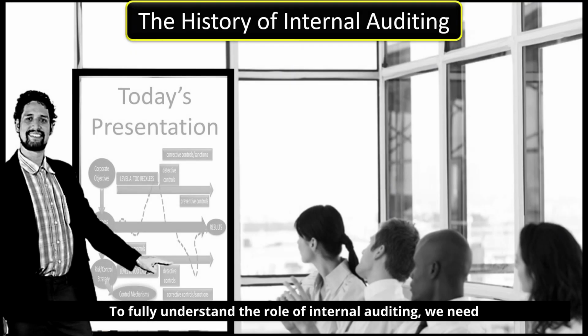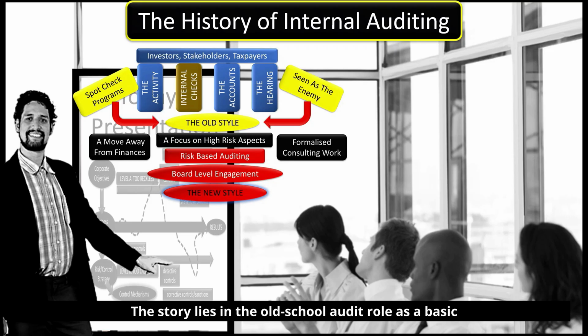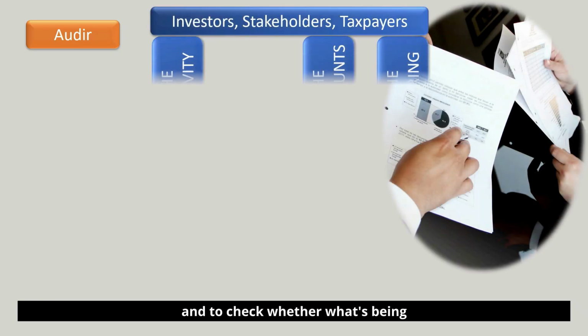To fully understand the role of internal auditing, we need to have a quick look at its history. The story lies in the old-school audit role as a basic checking activity. The Institute of Internal Auditors was established way back in 1941, and auditing has moved on in leaps and bounds since then. Audit comes from the Latin word audire, meaning to listen and to check whether what's being accounted for is correct.